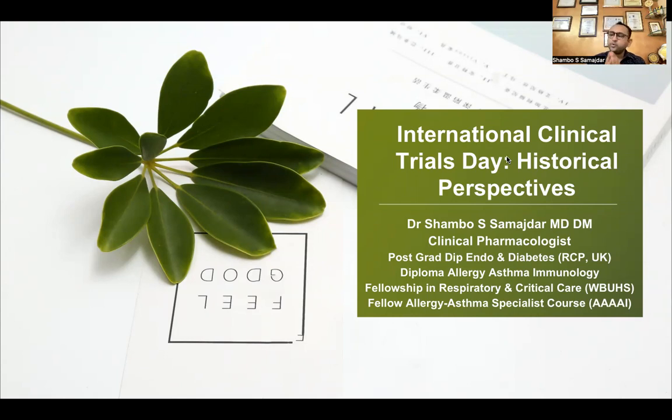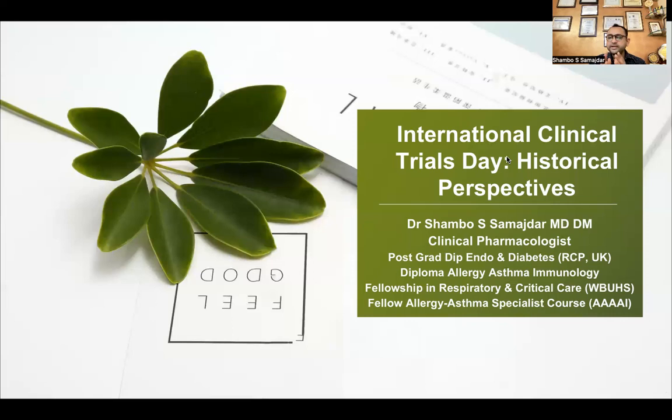moments. And when we are talking about International Clinical Trial Day, which is on the 20th of May, this is to commemorate the activity of James Lind, who started his instrumental experiment on scurvy treatment on the same day. So this day recognizes the significance of clinical trials in advancing medical knowledge and, of course, improving patient care.